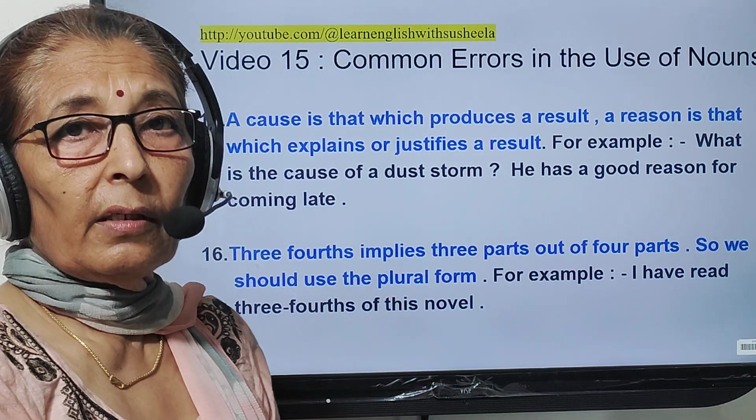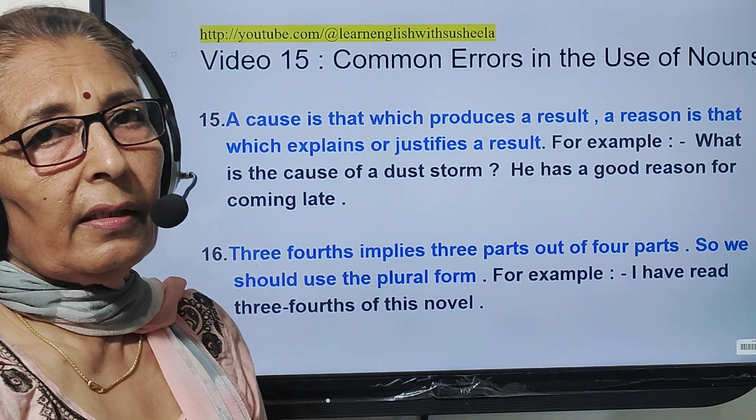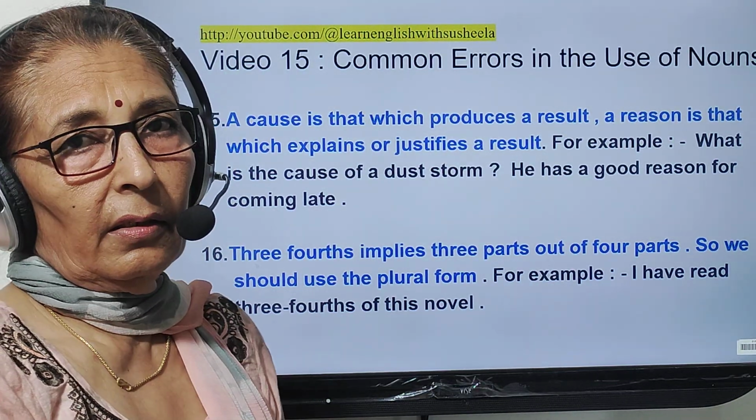So this way you might have understood how we can avoid committing mistakes in the use of nouns.